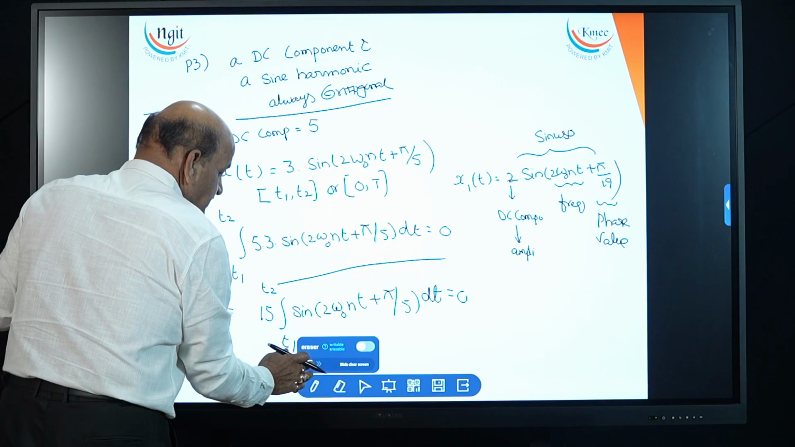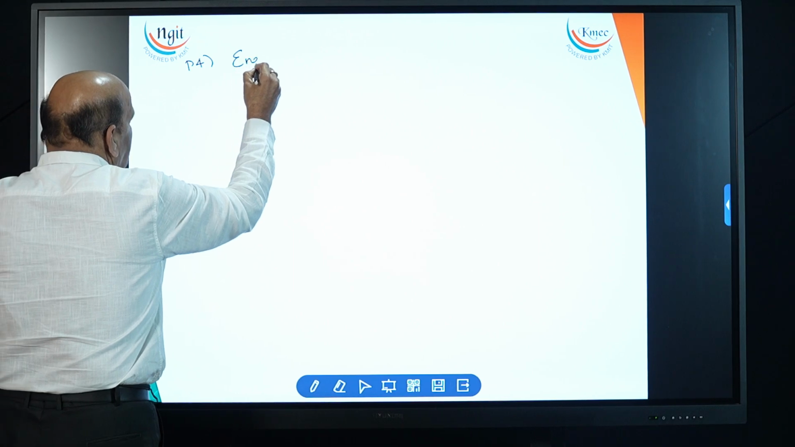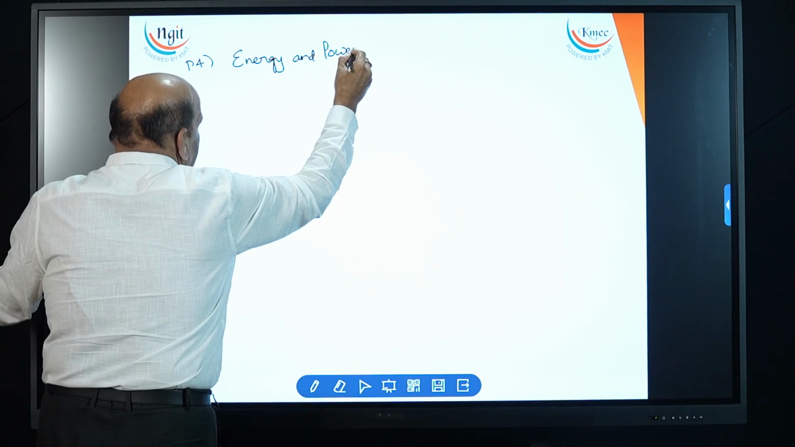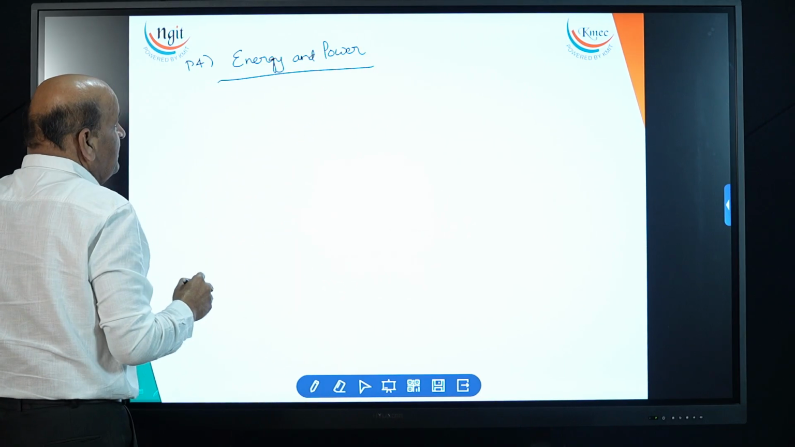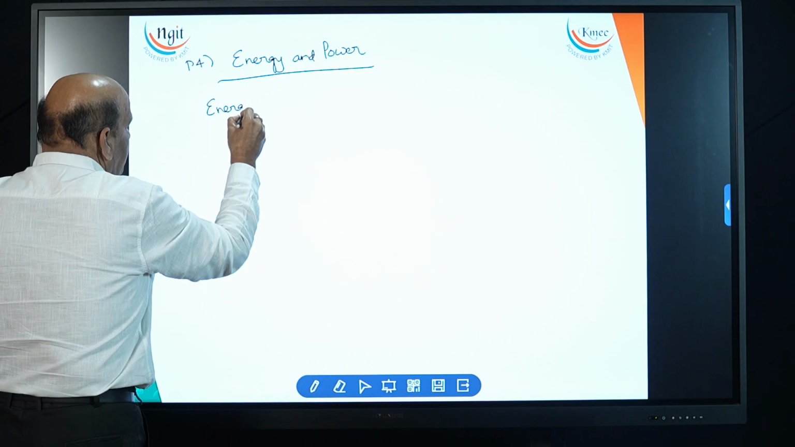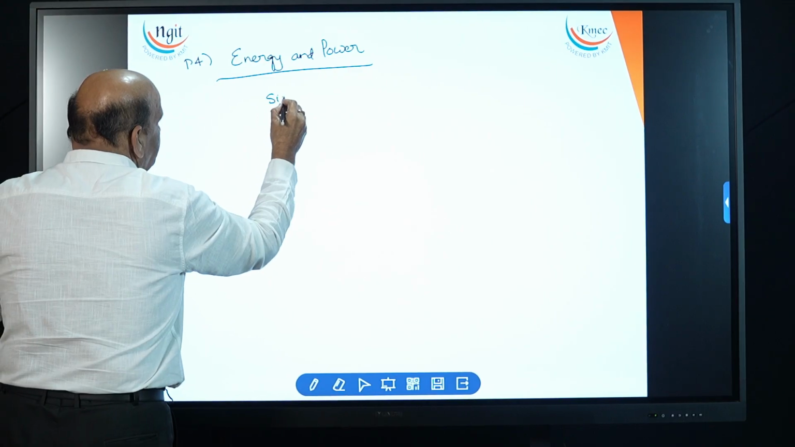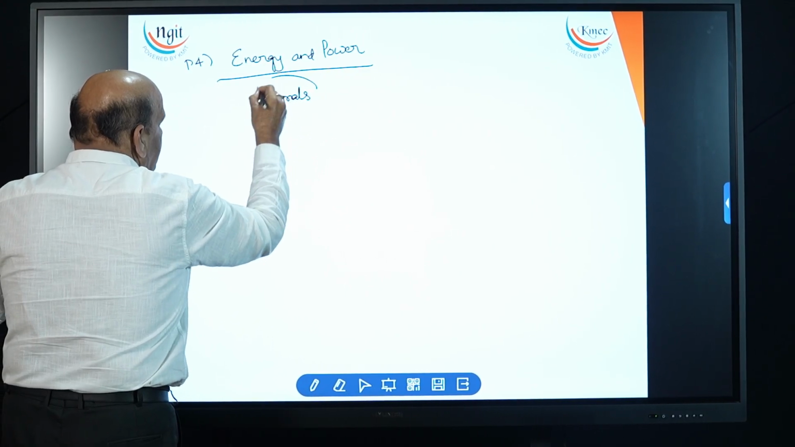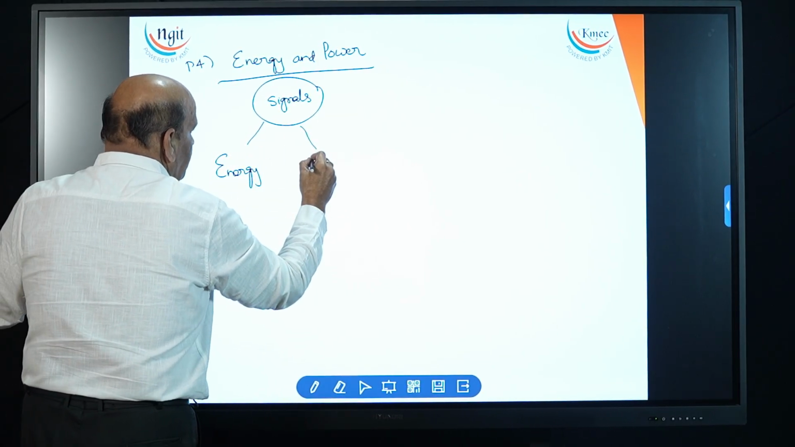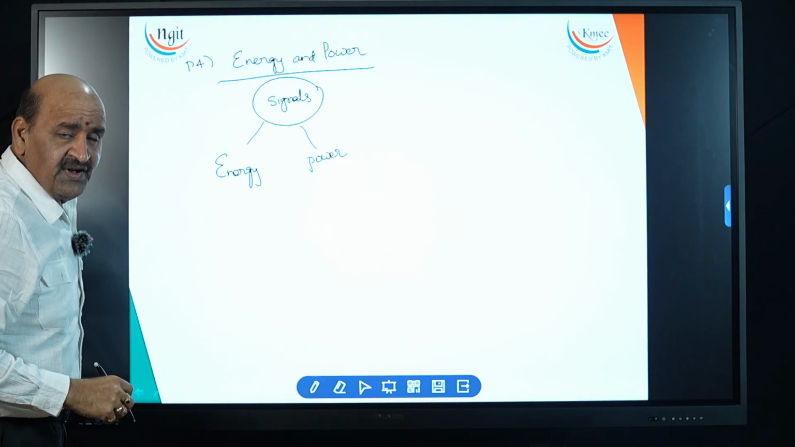Now let us discuss the fourth property. What is the fourth property? Energy and power. Look at, signals are said to be energy signal or power signal. Signals can be either energy signals or power signals. Now how can we differentiate energy signal and power signal?